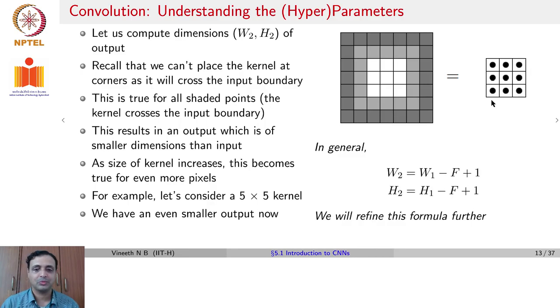We've seen these before. In general, we can say with this restricted setup that W2 will be W1 minus F plus 1, and H2 will be H1 minus F plus 1. So if your input was W1 and H1, in this case 7 cross 7, and F was 5 cross 5, you have 7 minus 5 plus 1, which is 3, and the same for H2, and that makes your output a 3x3 matrix.